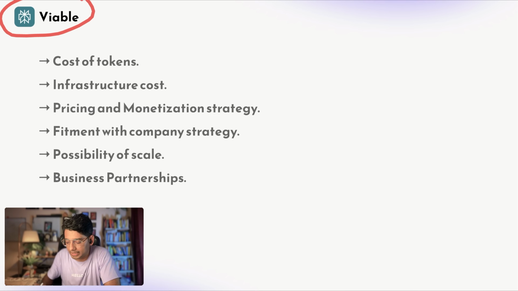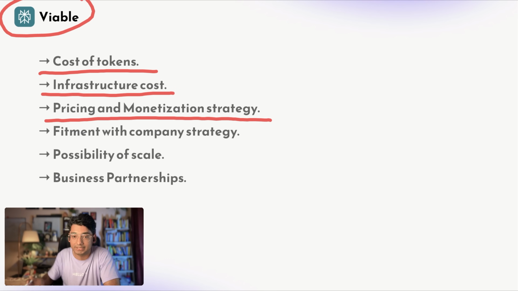So here we are going to consider the cost of tokens. Cost of tokens means that as a product manager, if you are implementing any kind of ready-made model, then will the generation be commercially sustainable for you or not? Because every model would have a different cost of tokens. Similarly, what is the cost of infrastructure? What is going to be the pricing and monetization strategy? How do you get money from the users to make a viable business?